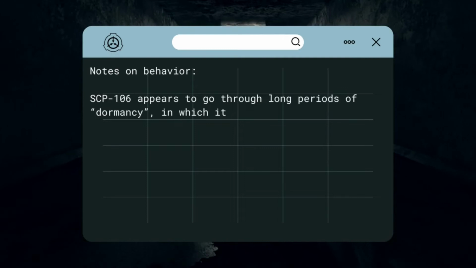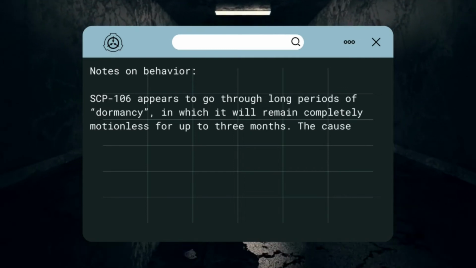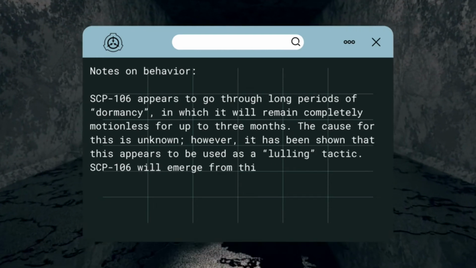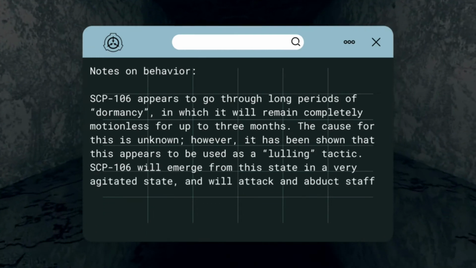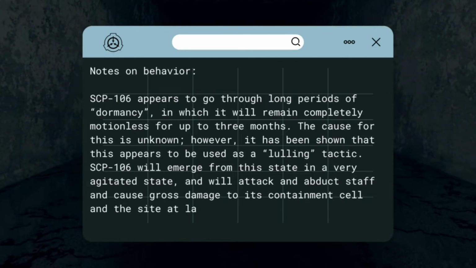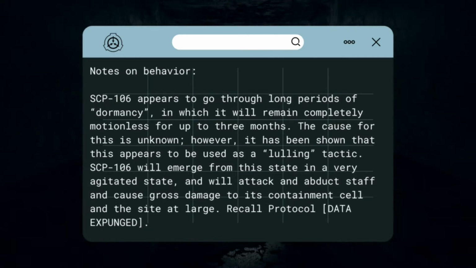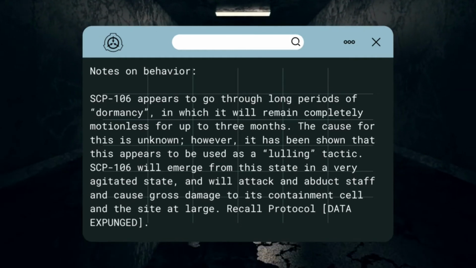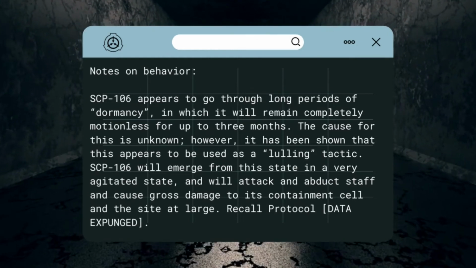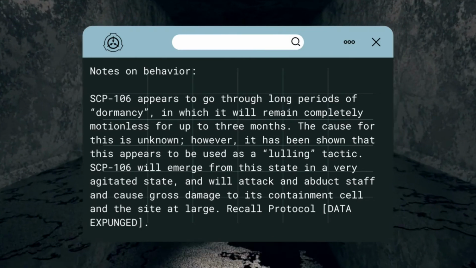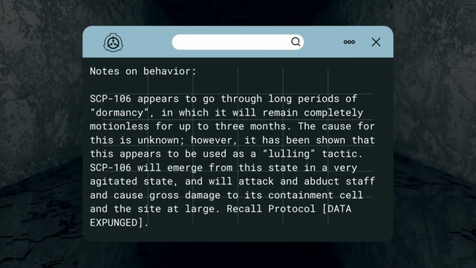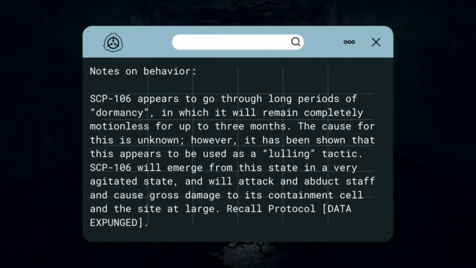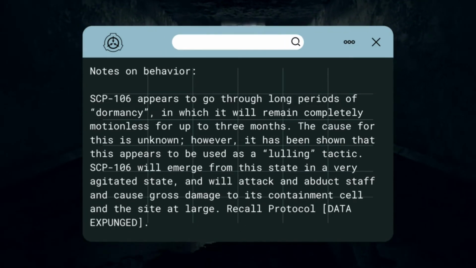SCP-106 appears to go through long periods of dormancy, in which it will remain completely motionless for up to 3 months. The cause for this is unknown. However, it has been shown that this appears to be used as a lulling tactic. SCP-106 will emerge from this state in a very agitated state, and will attack and abduct staff and cause gross damage to its containment cell and the site at large. Recall Protocol. Data expunged.